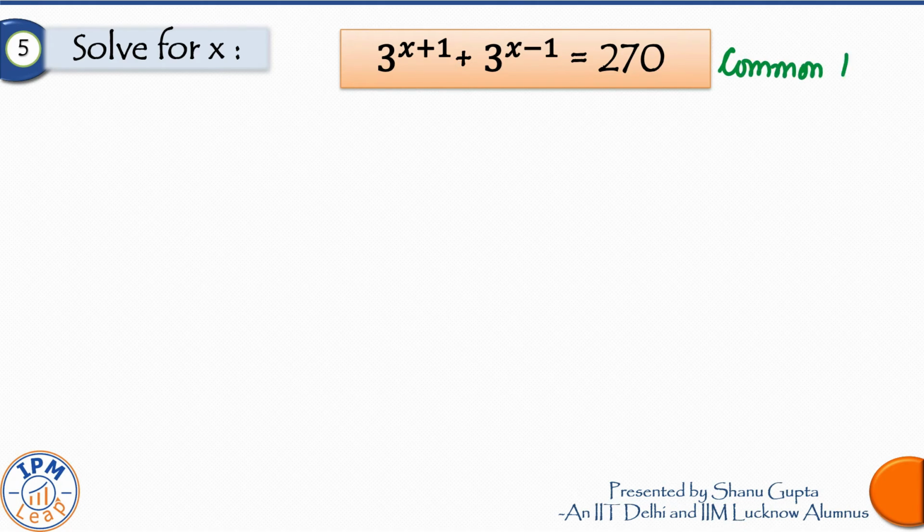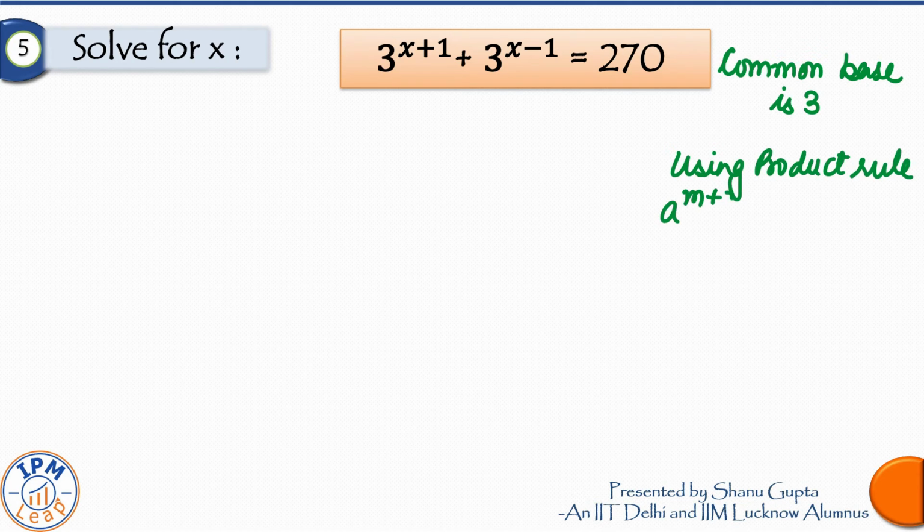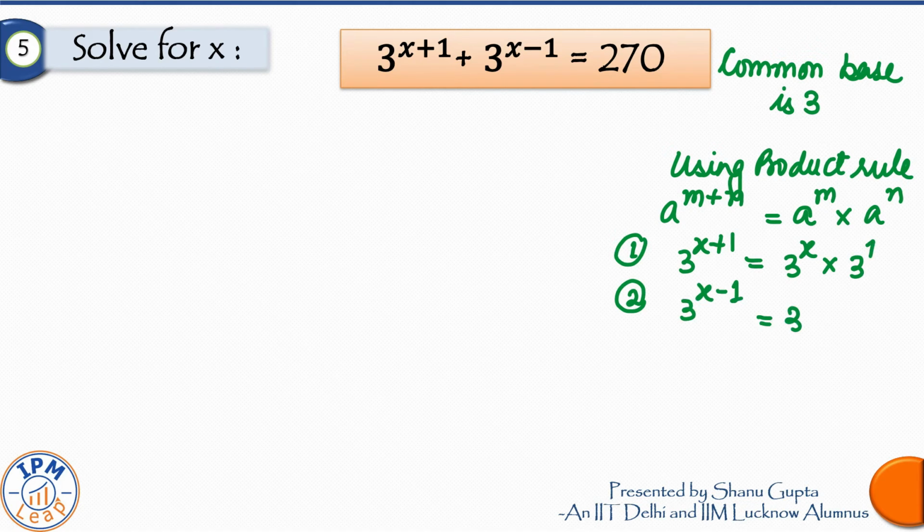Base is clearly 3 and we should try to combine these two terms on the left hand side. Using the product rule of exponents, let us simplify these two terms. We know that a raised power of m plus n is equal to a raised power of m into a raised power of n. So 3 raised power of x plus 1 is equal to 3 raised power x into 3 raised power of 1. And 3 raised power of x minus 1 is equal to 3 raised power of x into 3 raised power of minus 1. Or you can use the quotient rule also to simplify this. It's totally up to you.